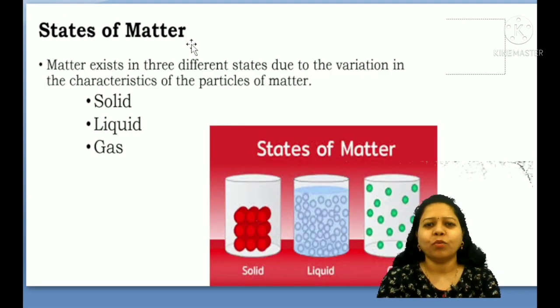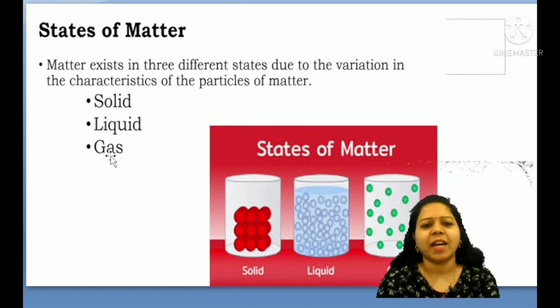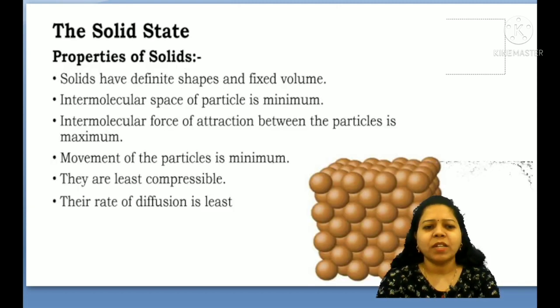Now on the basis of physical property, matter is divided into solid, liquids and gas. Matter exists in three different states due to variation in the characteristics of the particles of matter. Now on the basis of their characteristic, matter is divided into solid, liquid and gas. Now next we'll see what are the properties of solid.